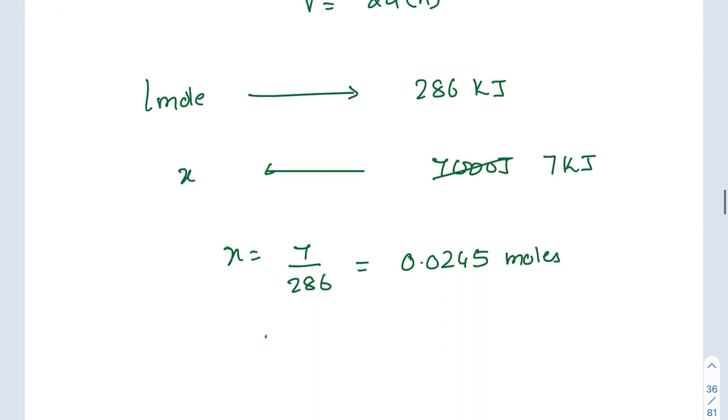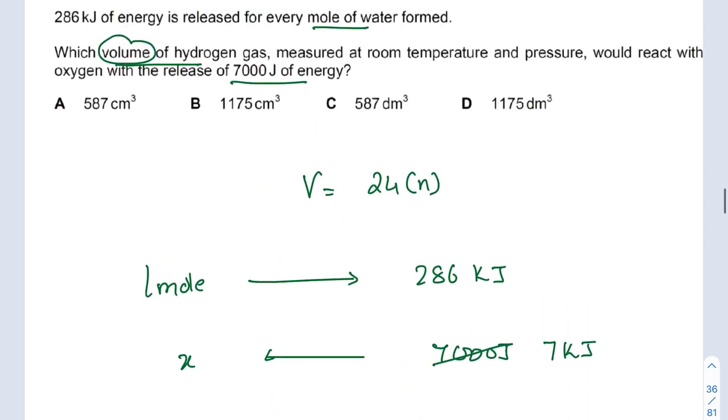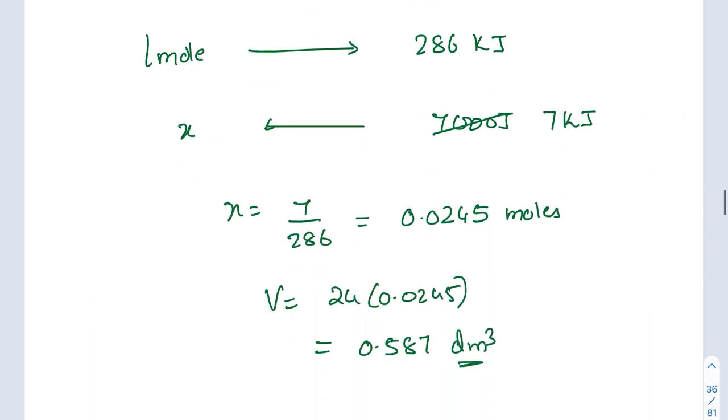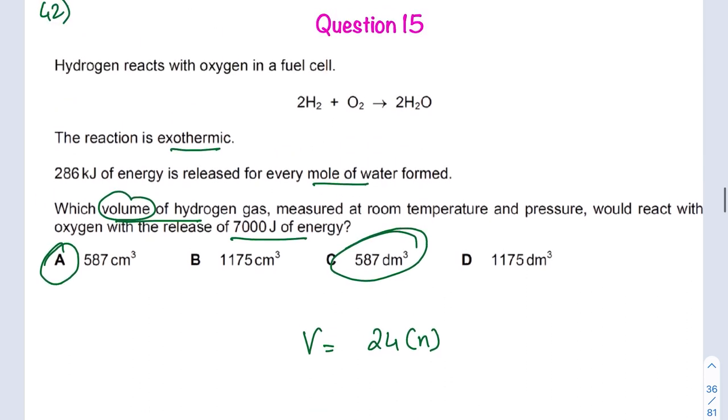Now we know that volume equals 24 times 0.0245, which becomes 0.587. What are the units? dm cube. So it is 0.587 dm cube. But the answer is 587 cm cube. So convert into cm cube by multiplying by 1000. So 587 cm cube. Which is the option? Option A is going to be the answer.